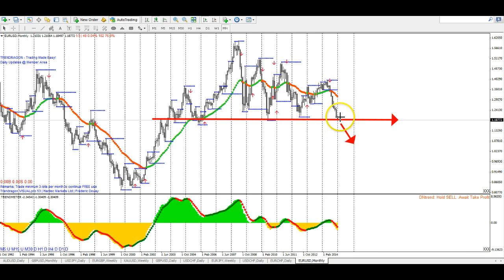So the healthier way would be for the currency to go back up and then break the 1800. If that happens, I think that the 1800 break would be a lot stronger than if it just does it right now.